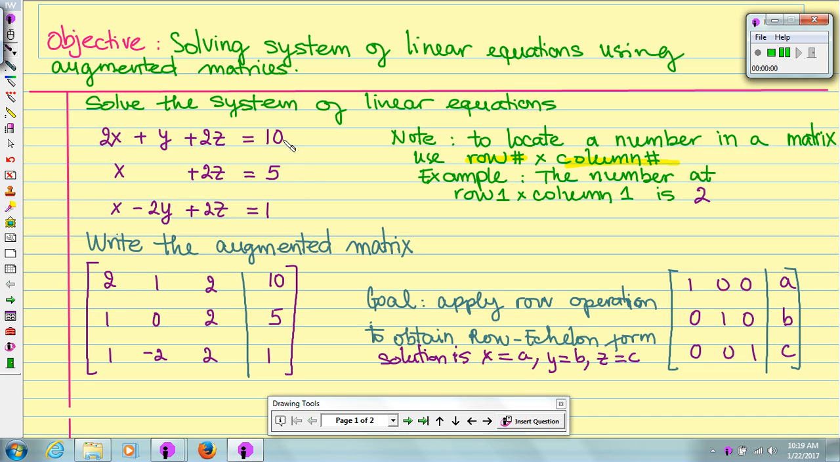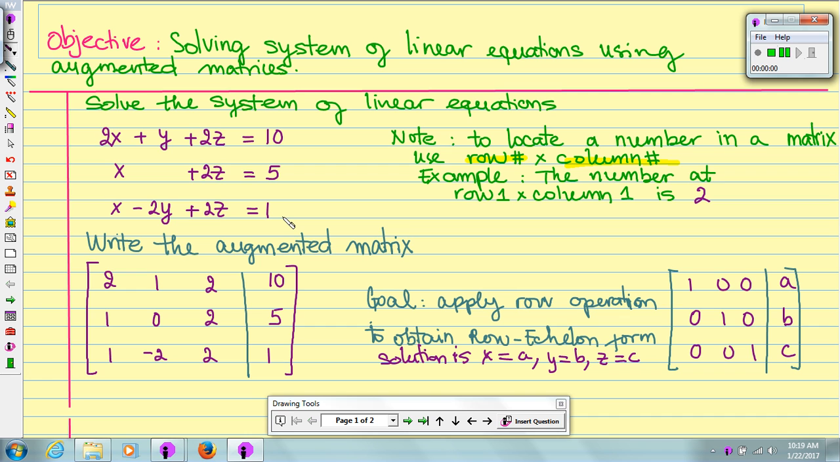So the first equation is 2x plus y plus 2z equals 10. The second equation is x plus 2z equals 5. So we're missing the variable y in the second equation. The third equation is x minus 2y plus 2z equals 1.